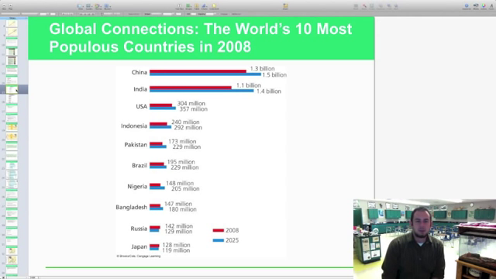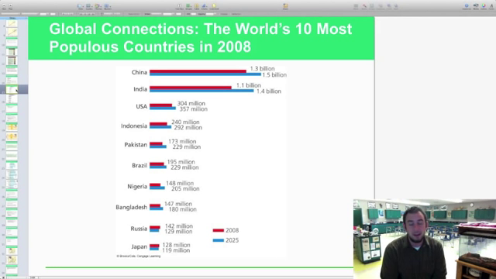This is a really interesting thing. It looks at the world's 10 most populous countries. This is back in 2008, so it's a little bit dated. But China, obviously, is still there, and they predict China still being the most populous country by 2025. India is second with 1.1 billion in 2008, and they still predict that to be second, almost catching up to China by 2025.